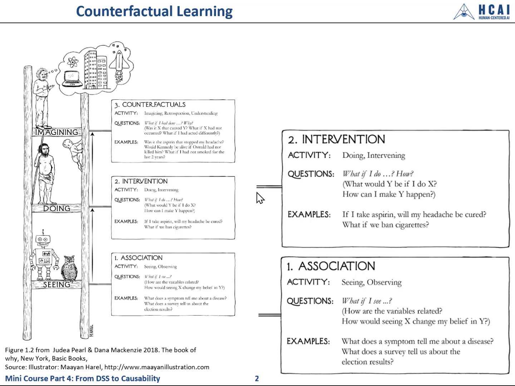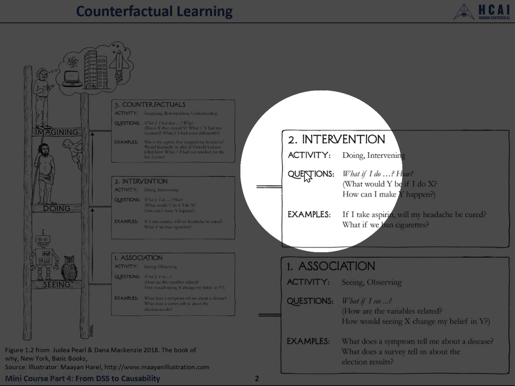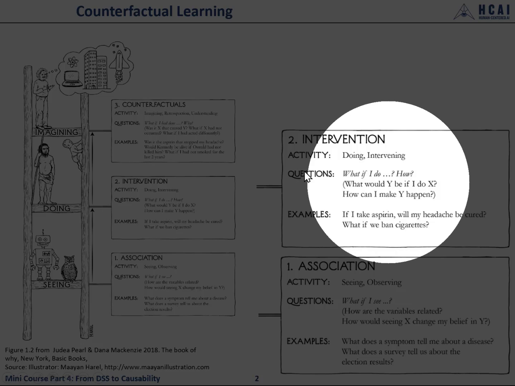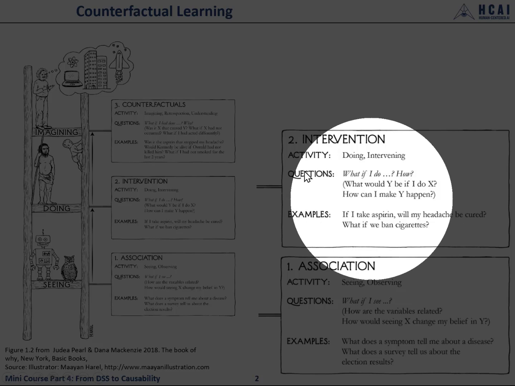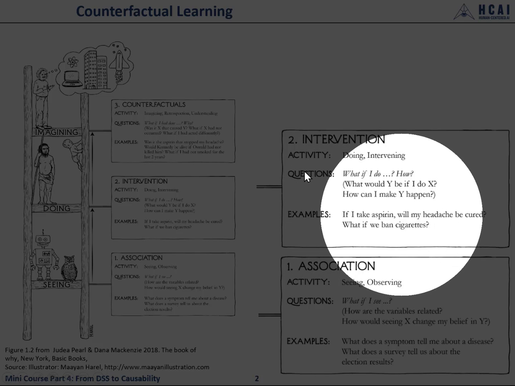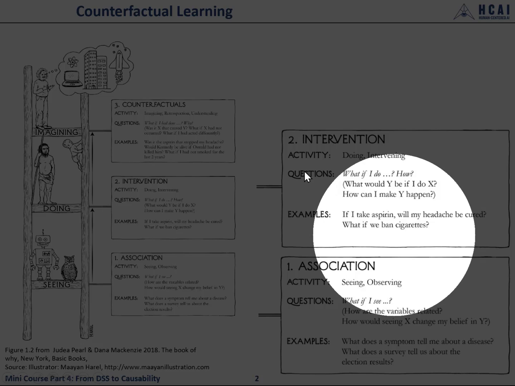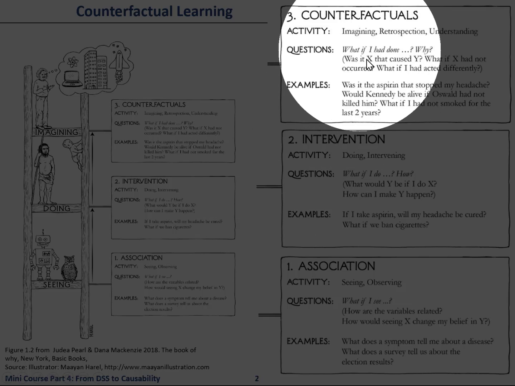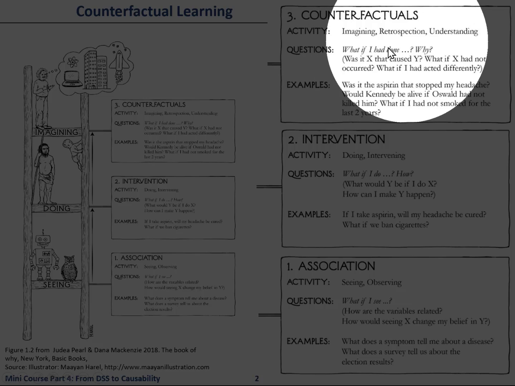And there's a second step, this is the intervention. So here we have the activity doing or intervening. The question now is, what if I do, and how? So what would Y be if I do X? And how can I make Y happen? So for example, if I take aspirin, will my headache be cured? What if we ban cigarettes, for example? So typical questions. And the third step is then, according to Judea Pearl, the counterfactuals. So the activity here is imagining, retrospection, and understanding, exactly what we want to achieve in the field of explainable AI and interpretable machine learning.